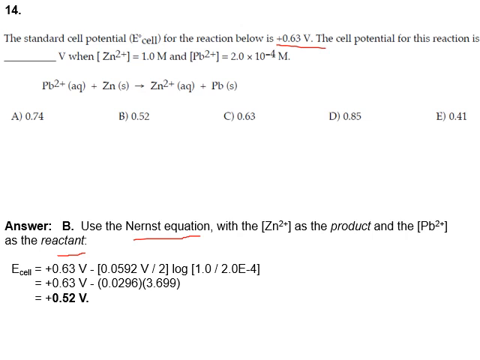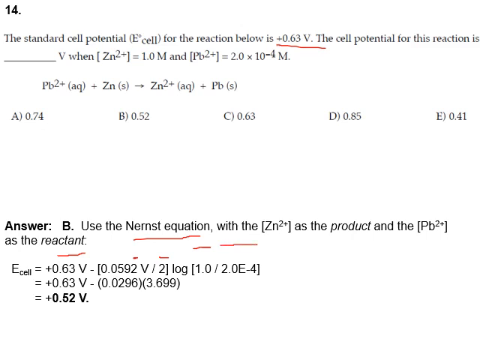I've got 2 here, and I think I've got it written as 1 in other places, because I think it depends on the source you use, and really, to be honest with you, it doesn't matter. Divided by 2, that's our n, and then times the log of the products over the reactants. So the products is 1, the reactant is 2 times 10 to the minus 4th. This is in the problem statement.